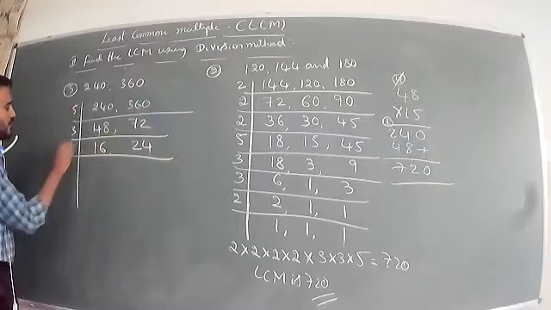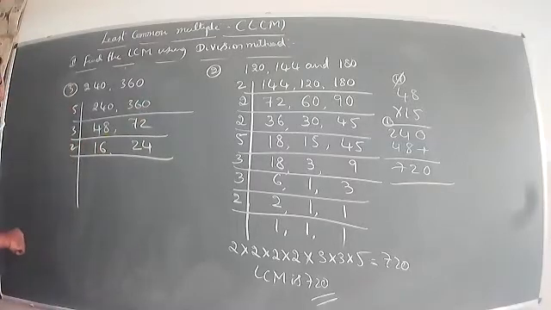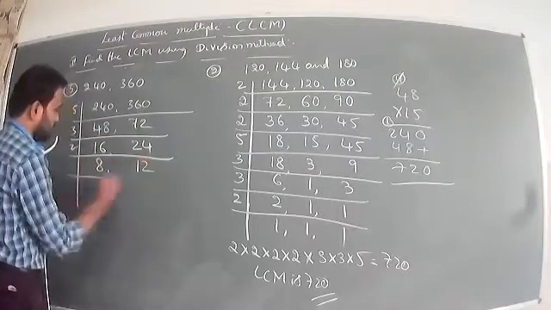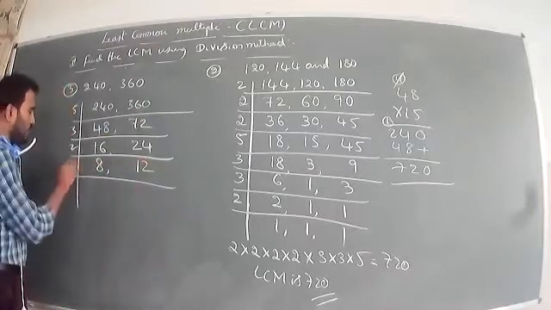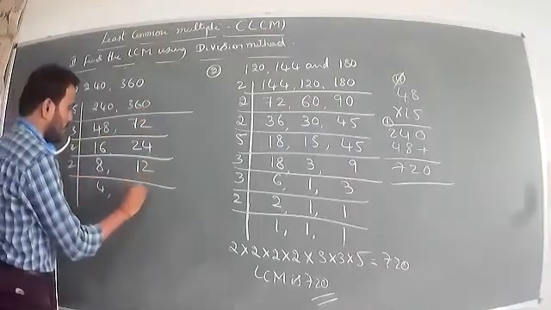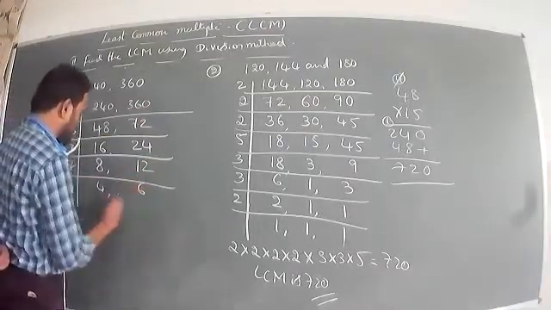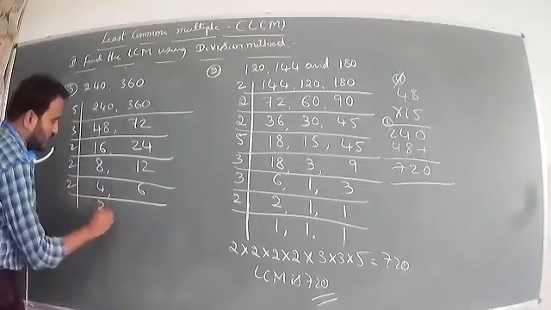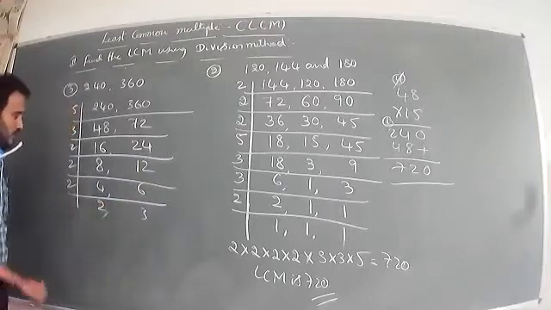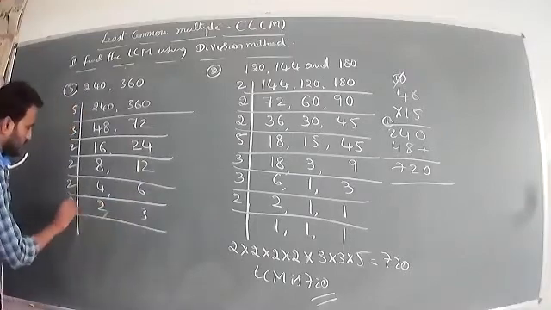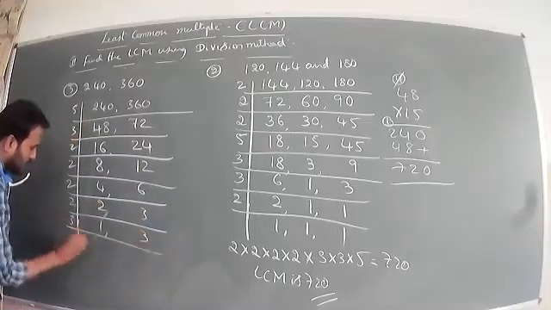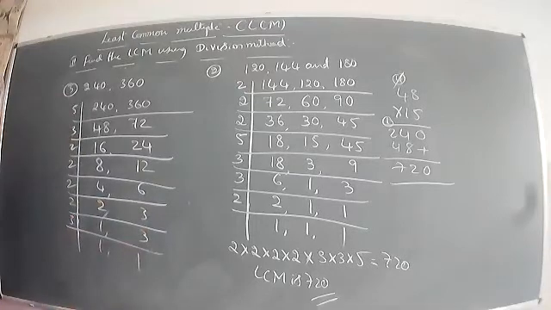Next, can we check 2? Yes. Okay, 2 8s are 16, 2 12s are 24. Next 2 4s are 8, next 2 6s are 12. Next again take 2, 2 2s are 4, 2 3s are 6. Next again take 2, 2 1s are 2, 3 as it is. Next again take 3. So let me divide and find out the number.